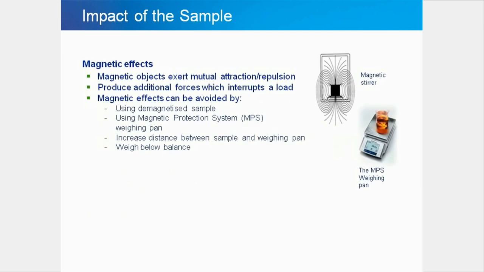Magnetic objects exert mutual attraction or repulsion, which results in additional forces and results in errors in weighing. Some steps can be taken to prevent such errors. These include demagnetizing of the sample, using a magnetic protection system weighing pan, increasing distance between samples and weighing pan, and weighing below balance.